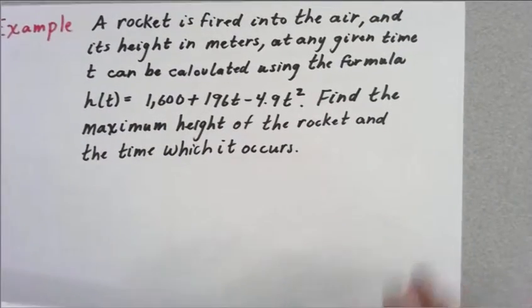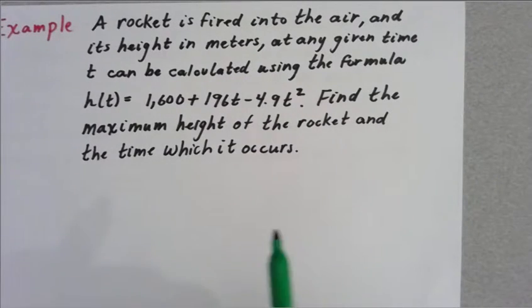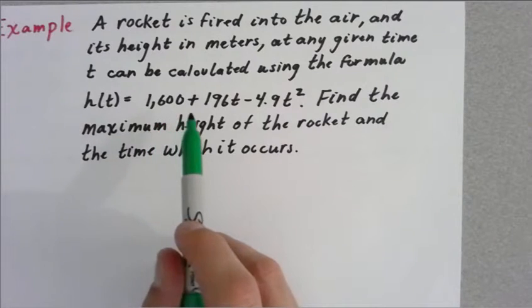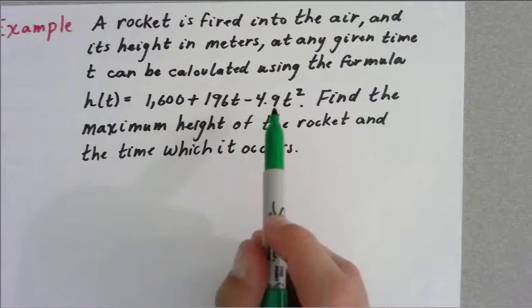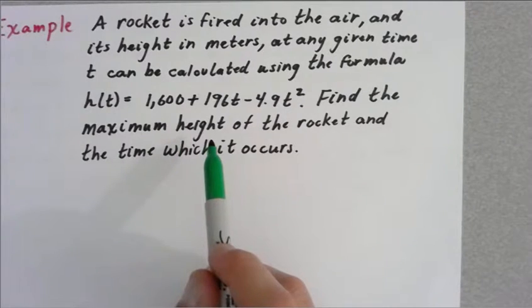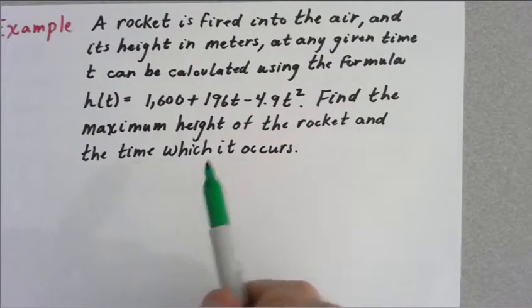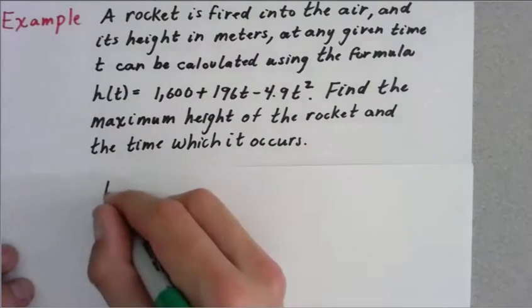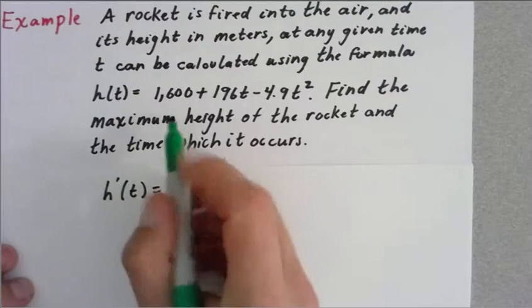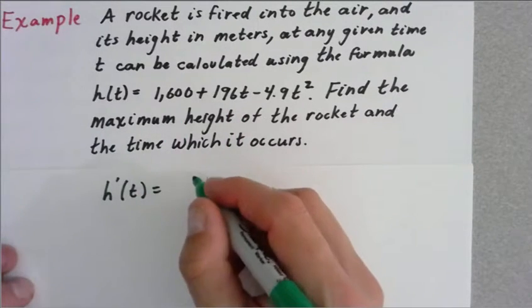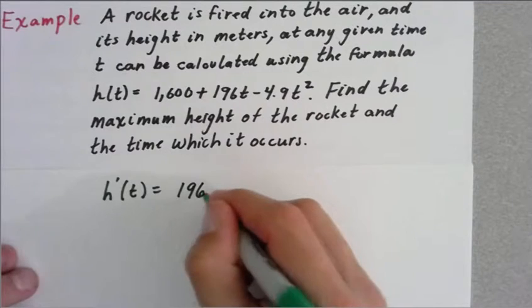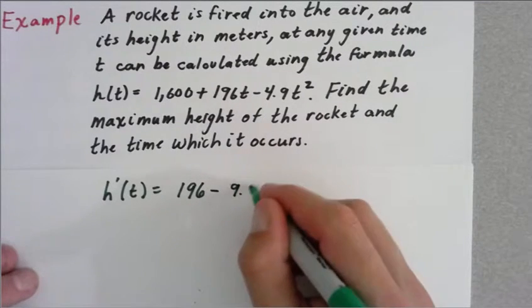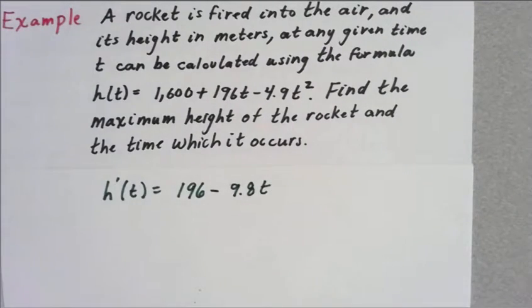And here's now our second one. A rocket is fired into the air and its height in meters at any given time t can be calculated by the formula 1600 plus 196t minus 4.9t squared. Find the maximum height of the rocket and the time at which it occurs. We're going to look at the first derivative. So h prime of t: the derivative of a constant is 0, the derivative of 196t is 196, minus 9.8t. Now we have to find the critical value by setting the derivative equal to 0.